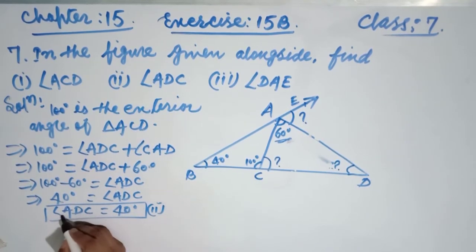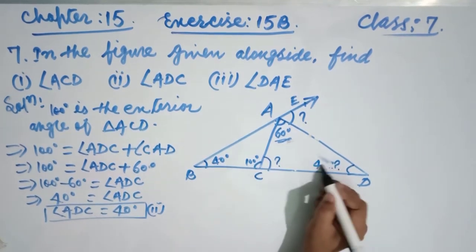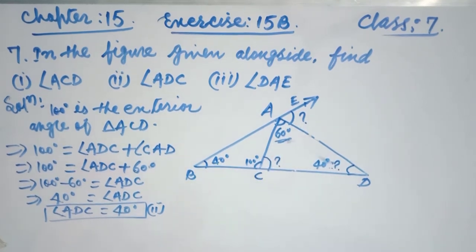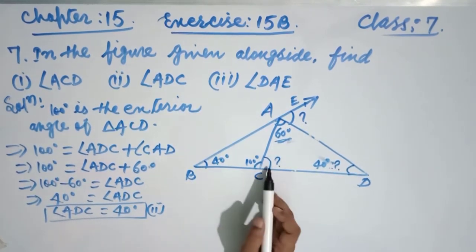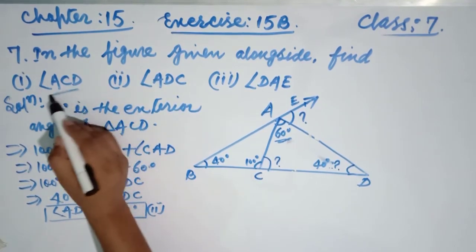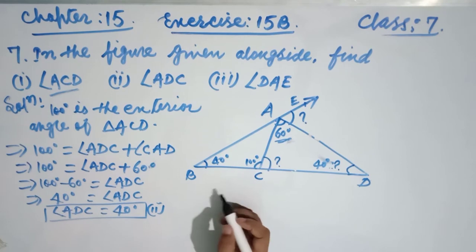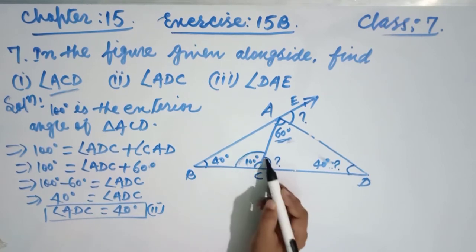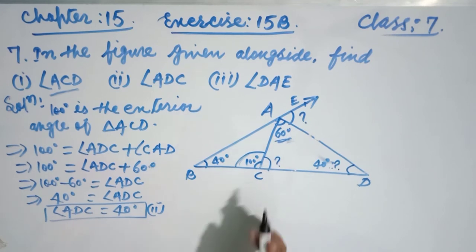So this angle is equal to 40 degrees. Now friends, this angle we have to find and that angle we have to find. Now see how we can find them, very simple. We will find the first one first. Now see this angle, look at this 100 degrees, this angle and this angle are equal to 180 degrees.